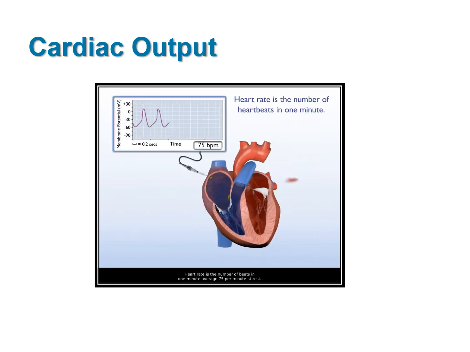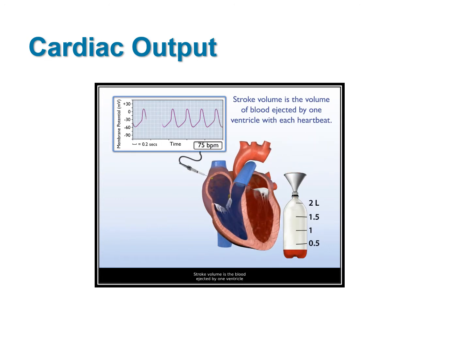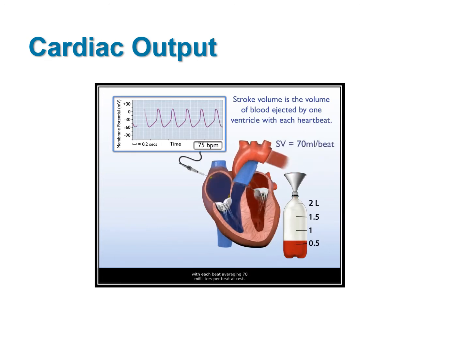Heart rate is the number of beats in 1 minute, averaging 75 per minute at rest. Stroke volume is the blood ejected by one ventricle with each beat, averaging 70 milliliters per beat at rest.